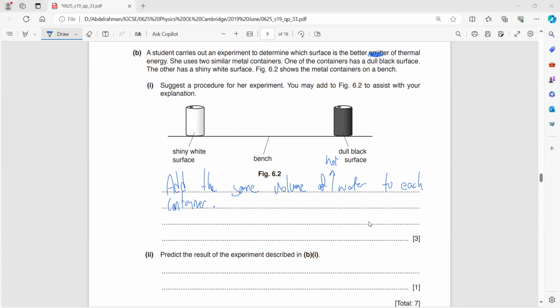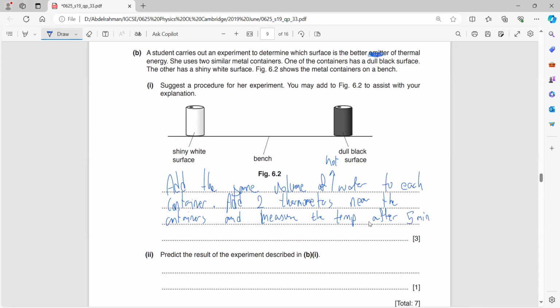Okay, we can add two thermometers near each container. One thermometer to the left and one thermometer to the right. Add two thermometers near the containers and measure the temperature after, for example, 5 minutes.